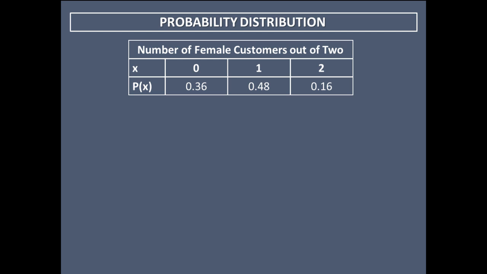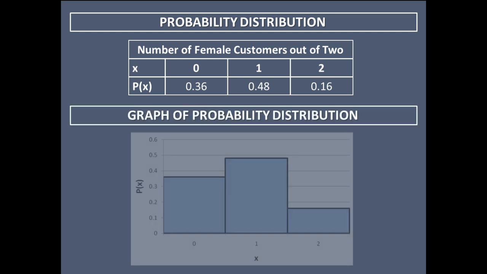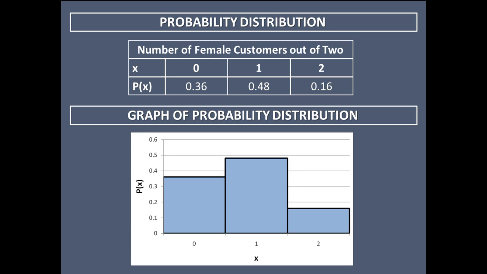And again, always a good check to go and see. That's all the possible outcomes, so that has to add up to a probability of 1. So if I add 0.36 plus 0.48 plus 0.16, we should get exactly a probability of 1. We could also represent that graphically, seeing the possible outcomes of the experiment on the x-axis. So we either got 0, 1, or 2 females, and the associated probabilities along the y-axis.